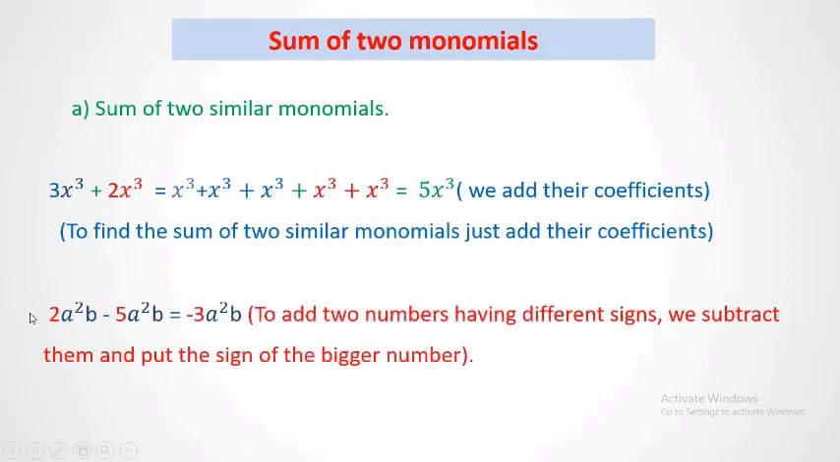Another example. 2a squared b minus 5a squared b. They are similar monomials. To add them, we should look at the coefficients, plus 2 and minus 5. To add two numbers having different signs, we subtract them and put the sign of the bigger number. Here, the bigger number is 5. Then, we put the sign of 5, which is minus. Then, the answer will be minus 3a squared b, since they have different signs.